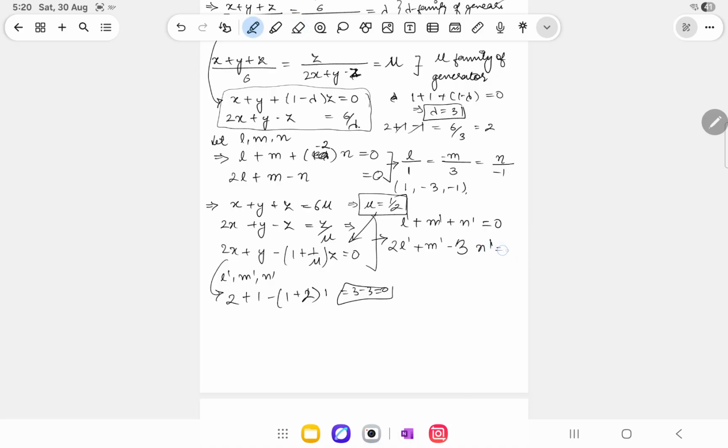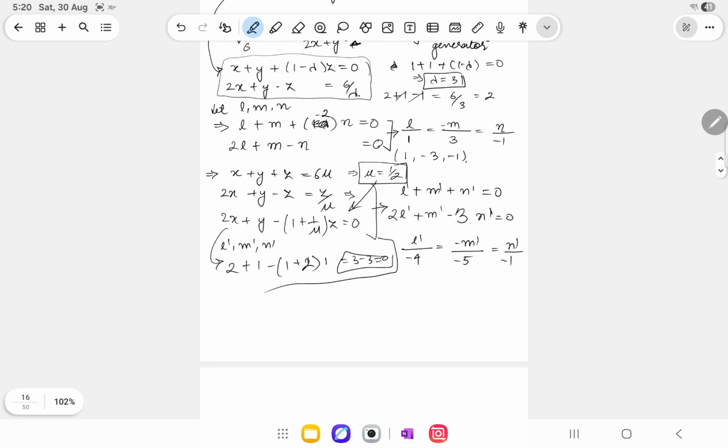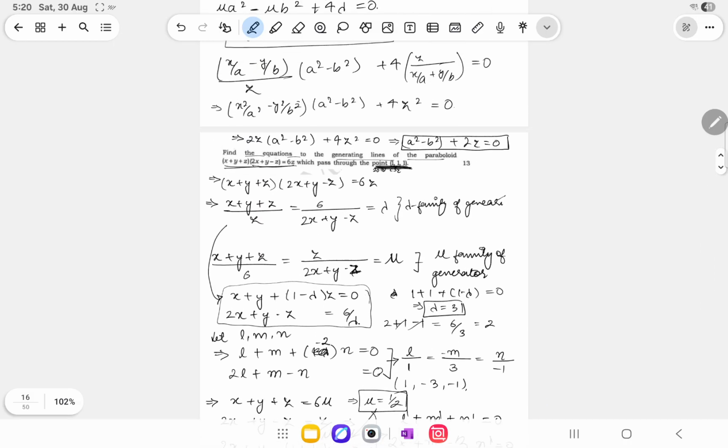Now I can solve these for L dash, M dash and N dash. I'll be getting L dash as minus 4, M dash as 5, and N dash as minus 1. So the direction cosines of the mu family of generators are minus 4, 5, minus 1.